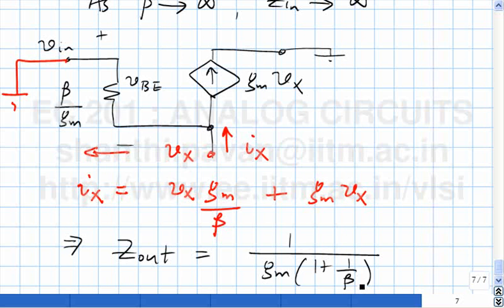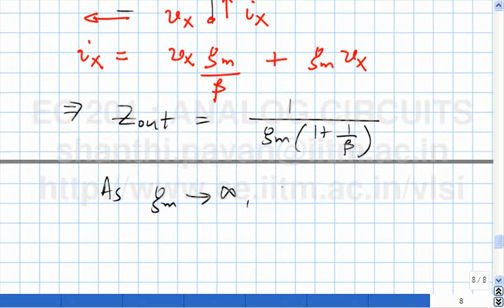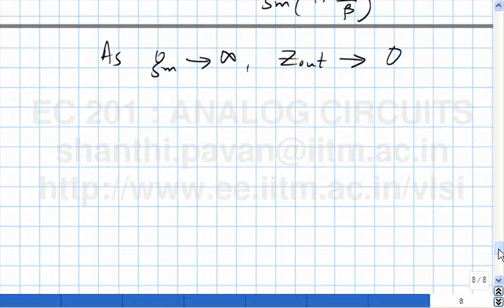Beta is typically a large number, 50, 100, that kind of thing. So the output impedance is 1 by Gm. And as Gm tends to infinity, Zout tends to 0. As beta and Gm become larger and larger, we see that the common collector amplifier behaves like an ideal voltage controlled voltage source with an incremental gain of 1, input impedance of infinity and an output impedance of 0.